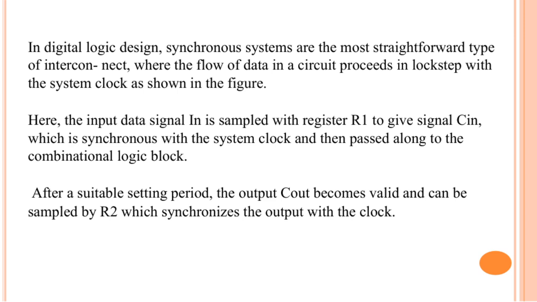Once synchronized, this signal moves on to the combinational logic block. After allowing enough time for the logic to process the data, the output, COUT, becomes valid. Finally, register R2 samples this output, ensuring that the result is also aligned with the system clock. This entire process guarantees that data moves through the system in a controlled and predictable manner, minimizing timing issues.